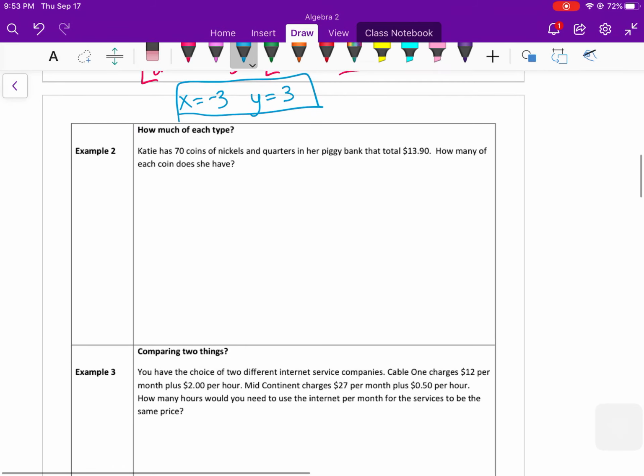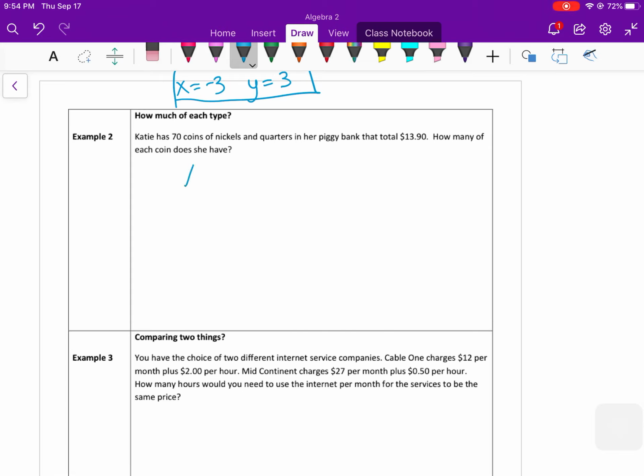So we can use that idea to help us solve linear word problems. So we're going to set these up and use our matrices to help us solve them. Katie has 70 coins of nickels and quarters in her piggy bank that total $13.90. How many of each coin does she have? So this is a how much of each type.